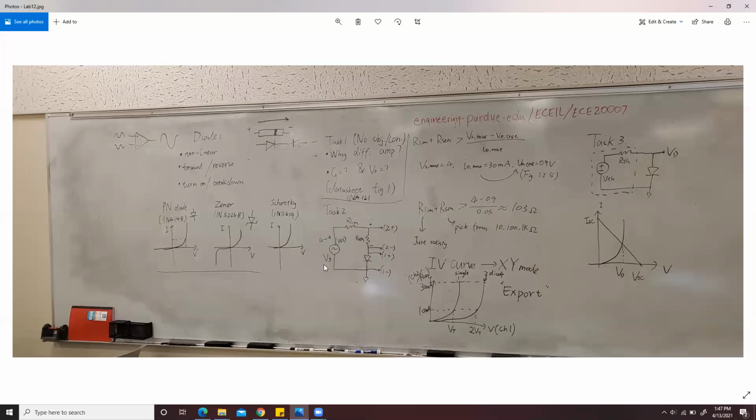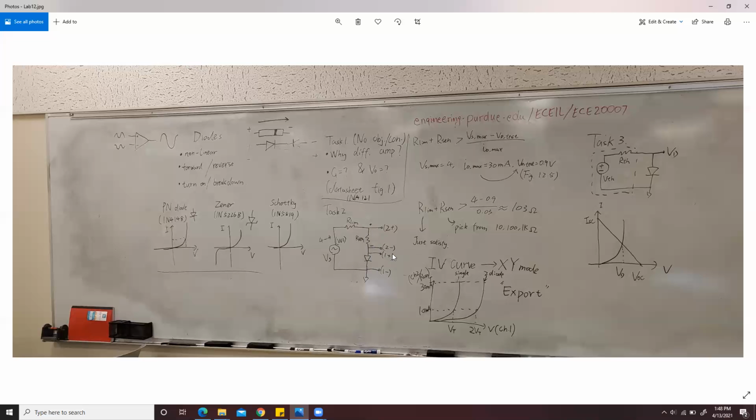The circuit will look something like this. The voltage is from W1, the function generator, and you will use channel 2 to measure the voltage across R sense. So 2 plus and 2 minus go at the two sides of R sense. And you will use channel 1, 1 plus and 1 minus, to measure the two sides of the diode.